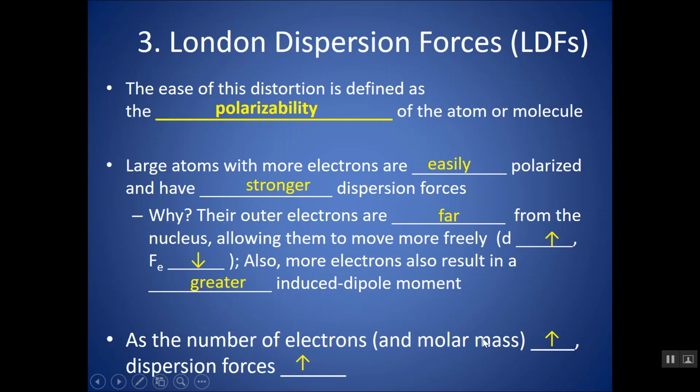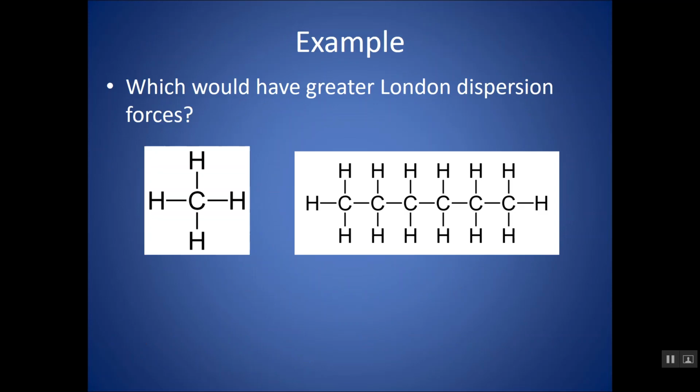Some sources talk about molar mass. On the AP or in your explanations, you should really use number of electrons or the word polarizable, which is a great word to use as a reason for something having stronger LDFs, because it's really not the mass, it's the number of electrons. So you might ask, which has a greater LDF?